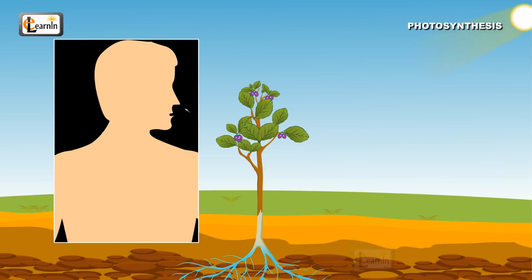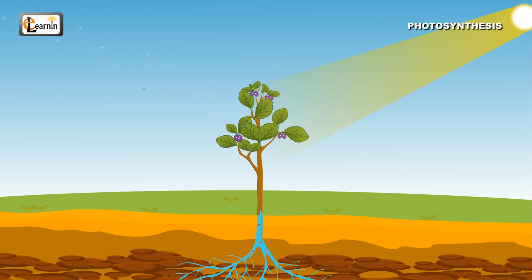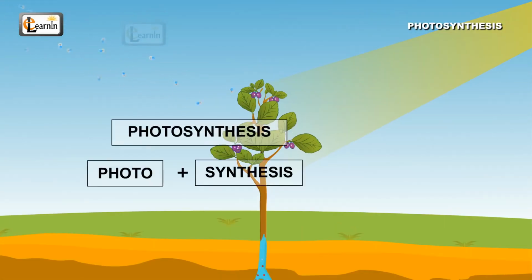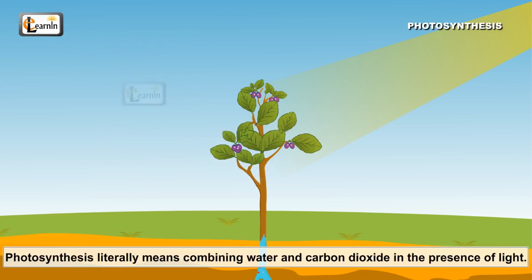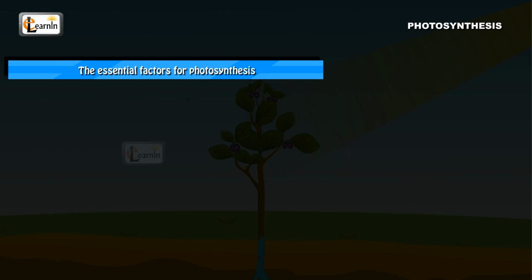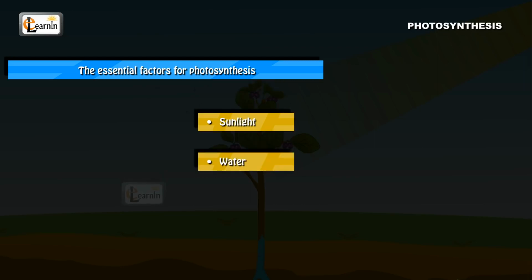Ever wondered why this process is called photosynthesis? Well, the word photosynthesis is a combination of two Greek words, photo and synthesis. Photo means light in Greek, and synthesis means putting together or combining. Hence, photosynthesis literally means combining water and carbon dioxide in the presence of light. So the essential factors for photosynthesis to take place include sunlight, water, and carbon dioxide.